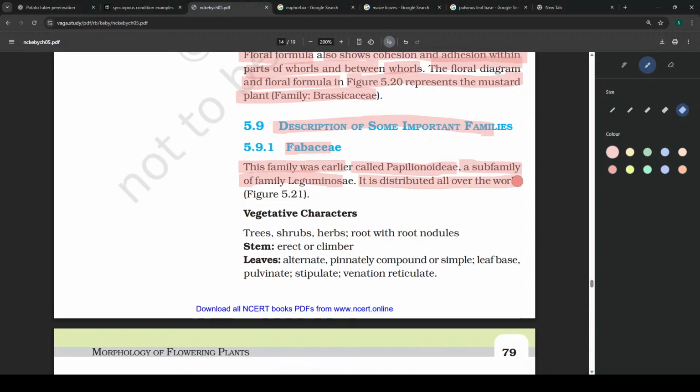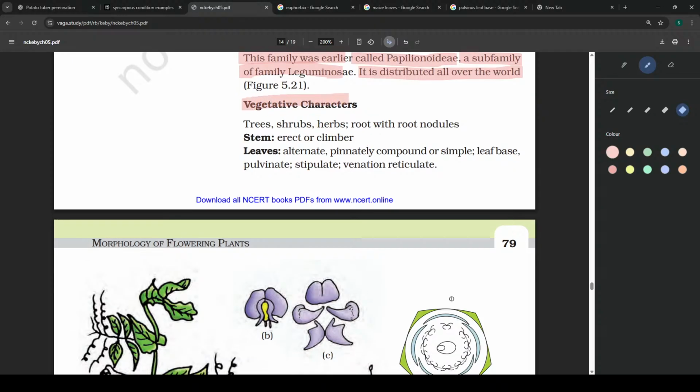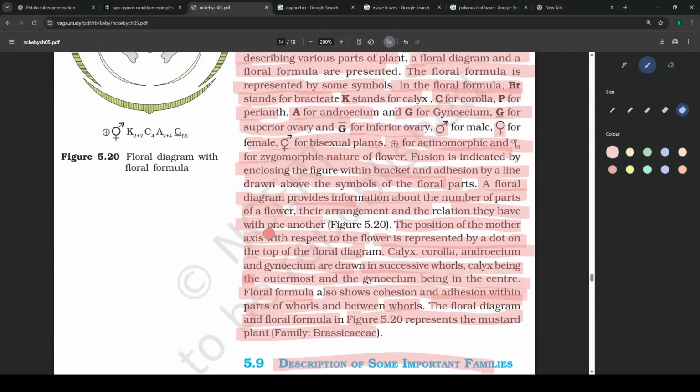It is distributed all over the world. The vegetative characters: trees, shrubs, herbs, root with root nodules. That is the main character here, the nodules in the Leguminaceae plants. Stem erect or climber. Okay, I forgot to see the floral diagram here.